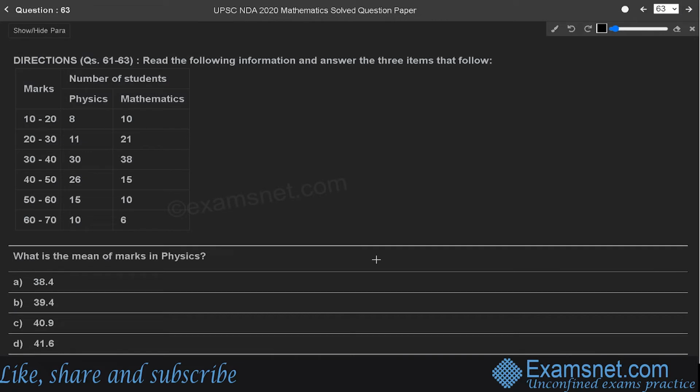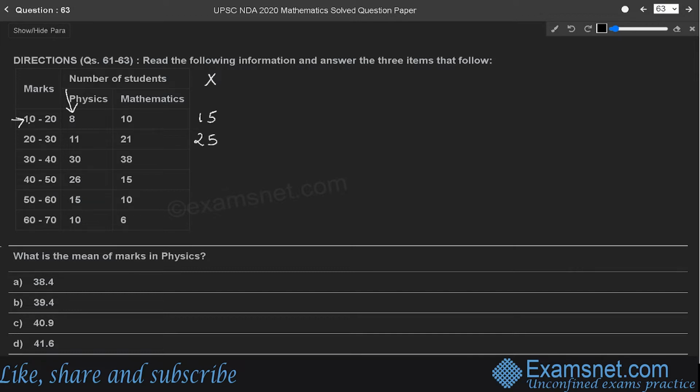Next part of the question is, what is the mean of marks in physics? We have to find the mean for physics. So firstly, let us find the mid values for the marks. Let it be x. The mid value between 10 and 20 is 15. The mid value between 20 and 30 is 25.